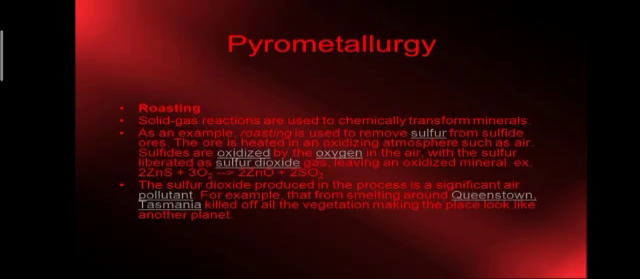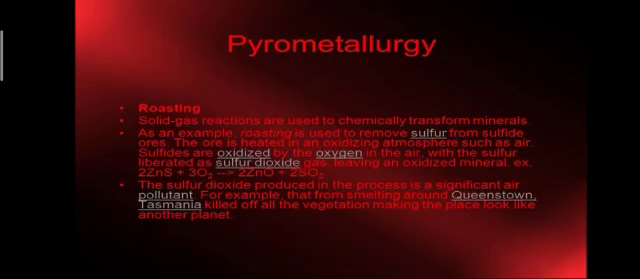The sulfur dioxide produced in the process is a significant air pollutant. For example, that from smelting around Queenstown, Tasmania, killed off all the vegetation, making the place look like another planet.